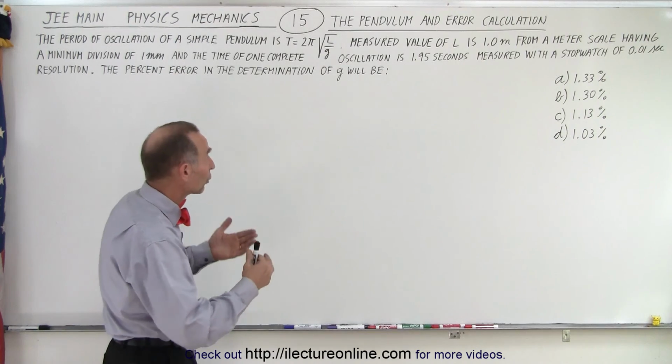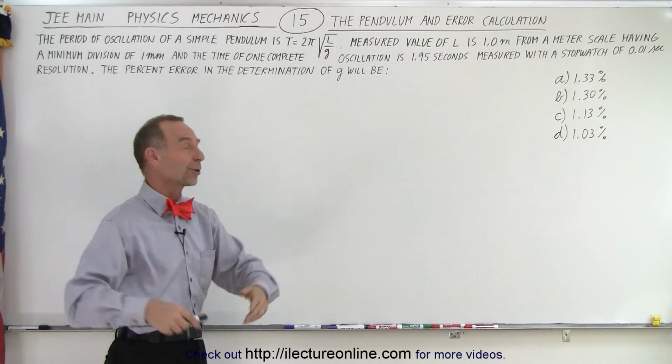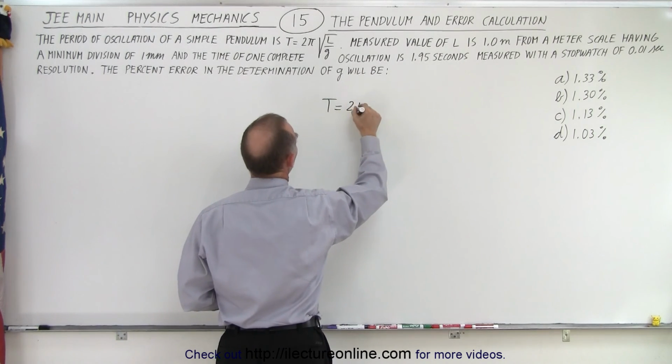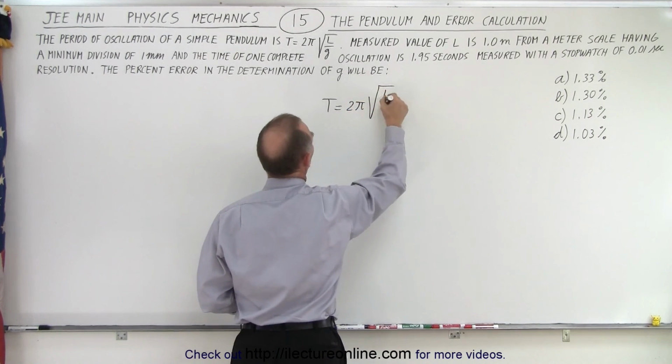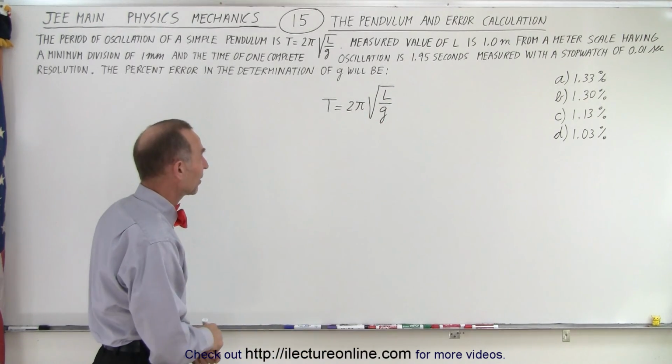So because of that, we're going to need the equation. Well, actually, you don't have to memorize the equation. They give you the equation. So they tell you that T, the period, is equal to 2 pi times the square root of L over G. You probably have that memorized, but they give it to you anyway.